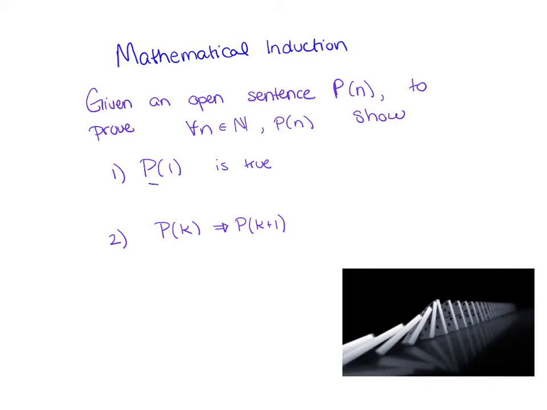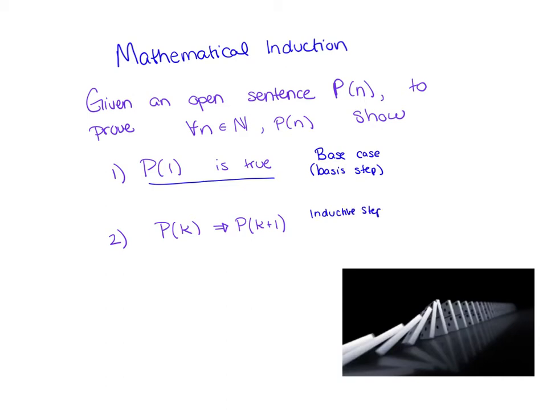So when I show that P sub 1 is true, that's called the base case, or sometimes the basis statement or the basis step. That's the terminology the book uses, but I'm going to call it the base case. And then when we prove P sub k implies P sub k plus 1, that's called the inductive step.